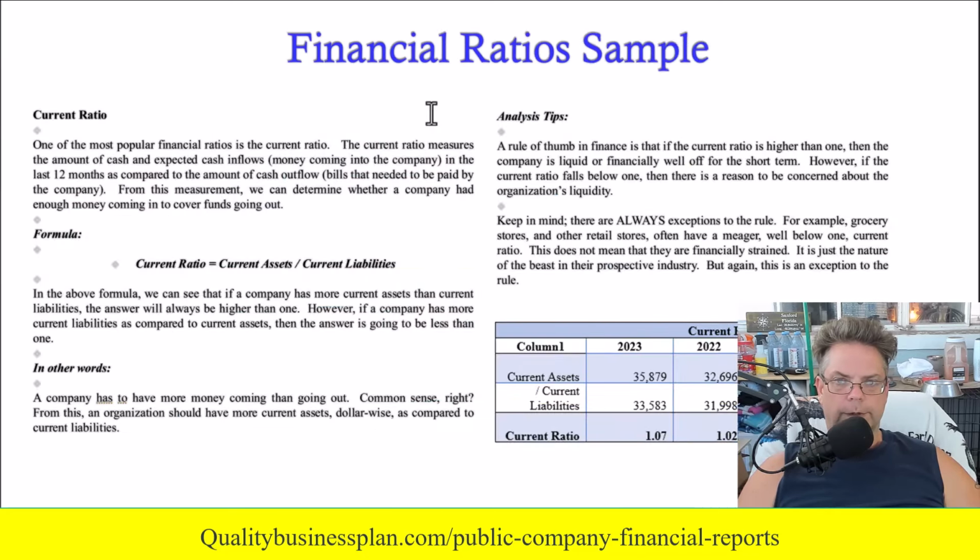Then we also go into further details. An example of that would be for the current ratio. I'll explain to y'all what the current ratio is. I'll go ahead and provide y'all again with the formula. I'll explain the formula, and then I'll give you the formula and the definition in layman's terms. And then finally, I'll give you some analysis tips for that specific ratio, and then I'll give you the calculated results for that ratio for the company that you're examining for the last 5 years.